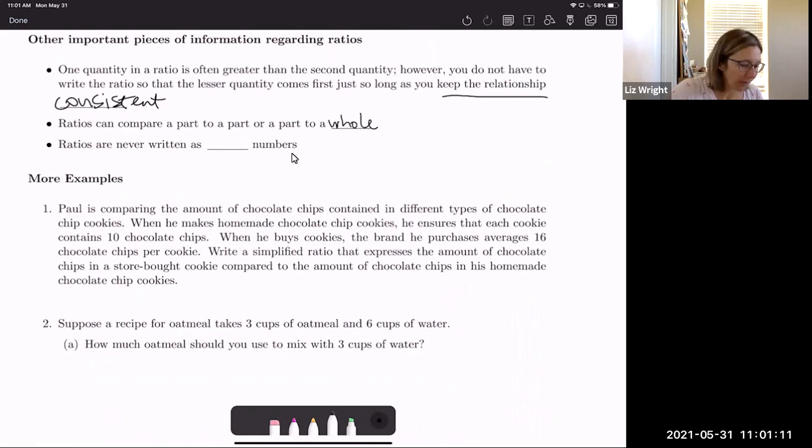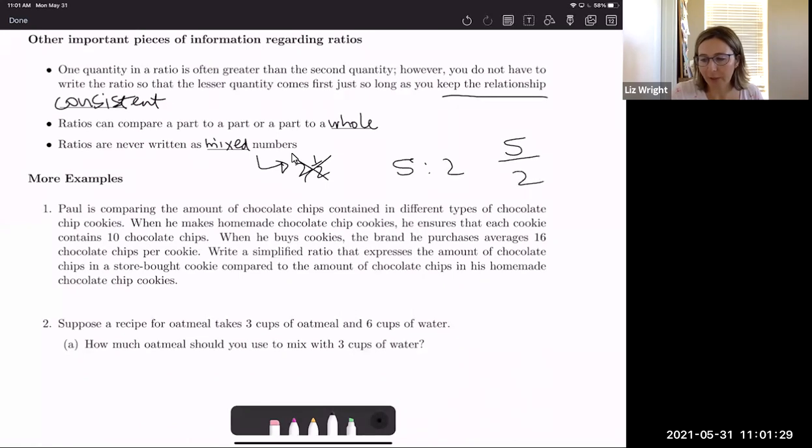Ratios are never written as mixed numbers, never ever. So remember, mixed numbers are like 2 and 1/2. We never ever write our ratios like that. So again, if that was our ratio, that would be a 5-to-2 relationship. We would never convert that into a mixed number.